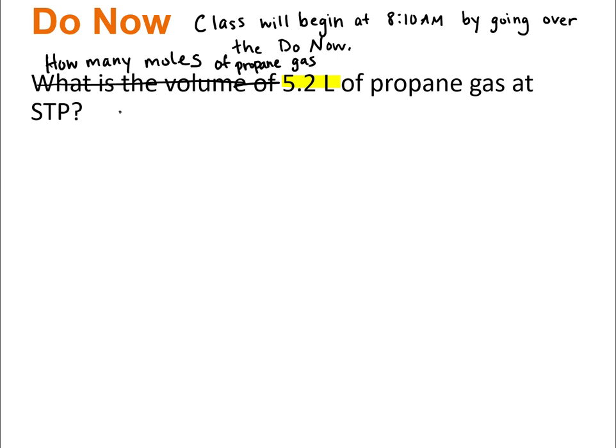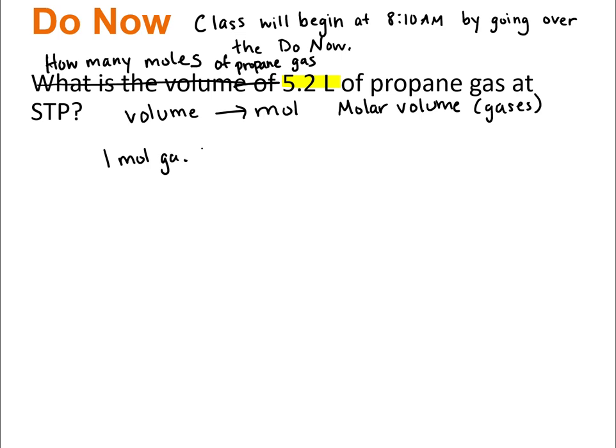So we're supposed to be doing volume to moles. And this is a molar volume problem, which is only for gases. Our unit equation here: we have 1 mole of gas is equal to 22.4 liters.